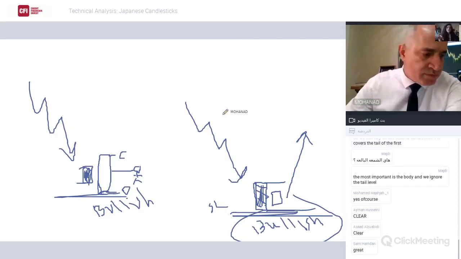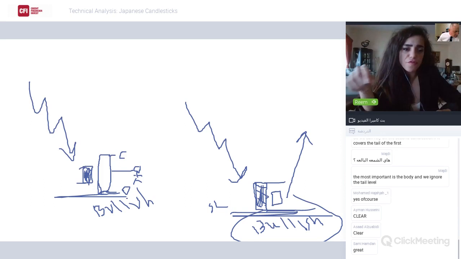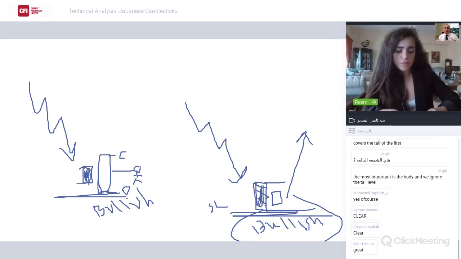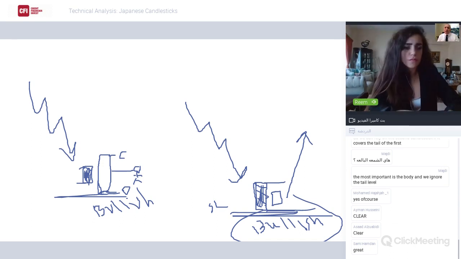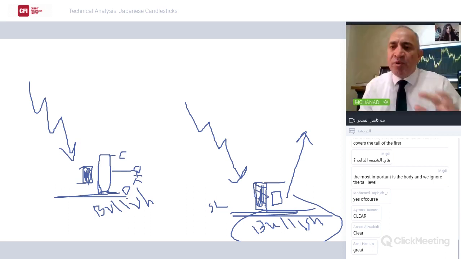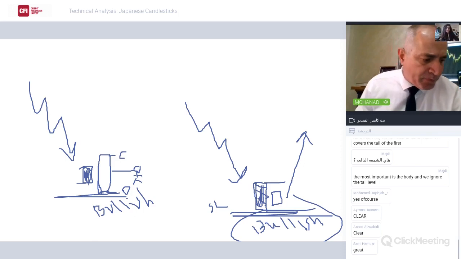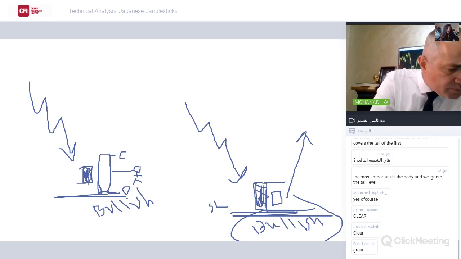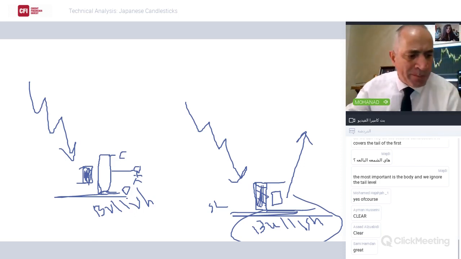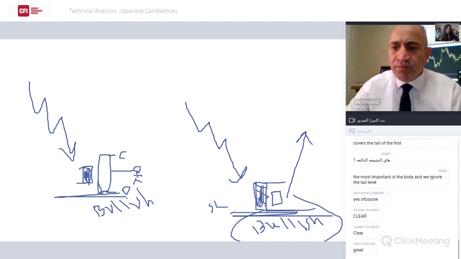So Muhannad, we can never see such a pattern in a horizontal movement trend. If we are moving in a horizontal region, we don't care about any type of reversal studied before. We must see these candles at the end of an uptrend or at the end of a downtrend. Clear? Okay, clear.